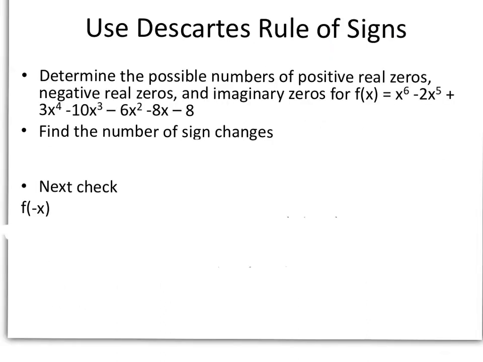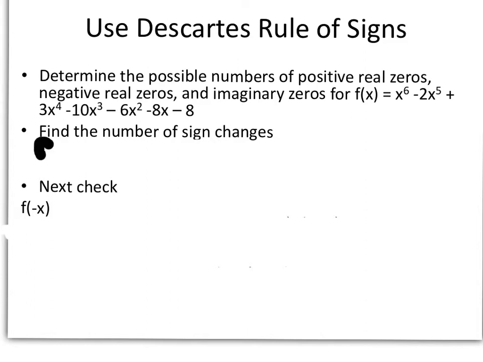Alright, so let's look at a first example. We're going to use Descartes' rule of signs to determine how many positive, negative, and imaginary zeros there are for f of x equals x to the 6th minus 2x to the 5th plus 3x to the 4th minus 10x to the 3rd minus 6x squared minus 8x minus 8. So we're going to look at the number of sign changes.